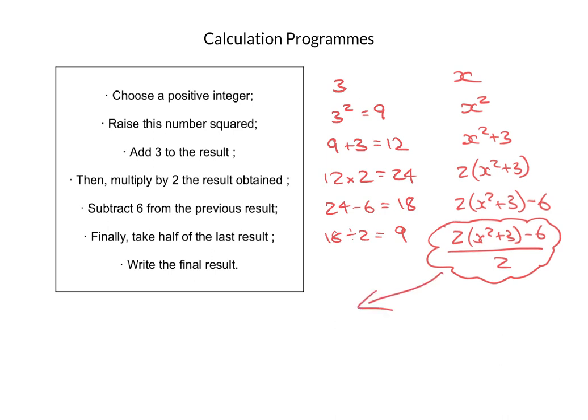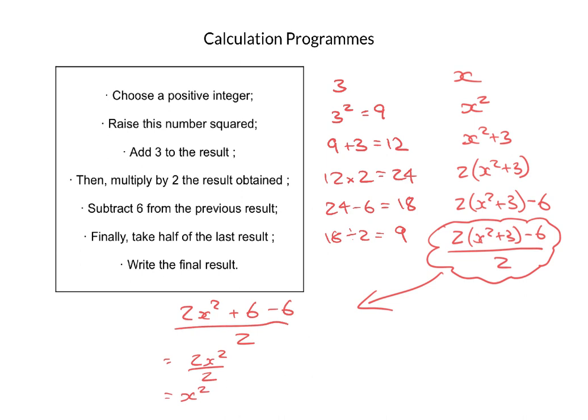I'm going to expand the bracket at the top. 2 times x squared is 2x squared, plus 2 times 3 is 6. And I'm taking away 6, and I'm dividing by 2. Well, I can see the plus 6 minus 6 would cancel, so that's the same as 2x squared over 2. And now I can divide both the top and the bottom by 2, and that's going to give me x squared. What does this prove?